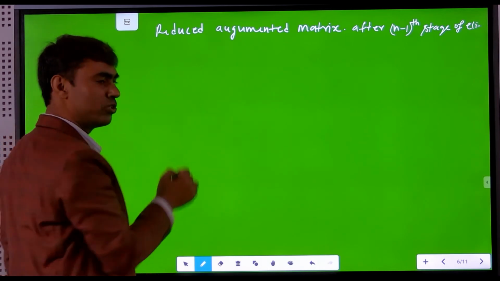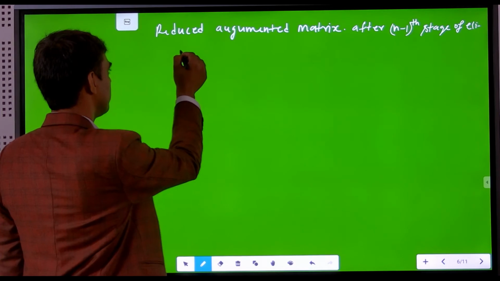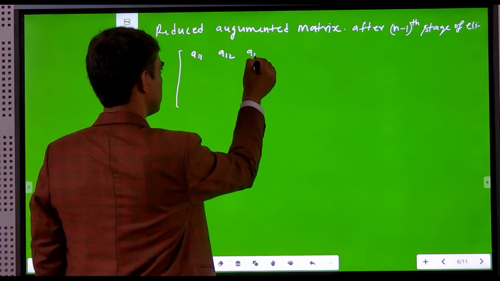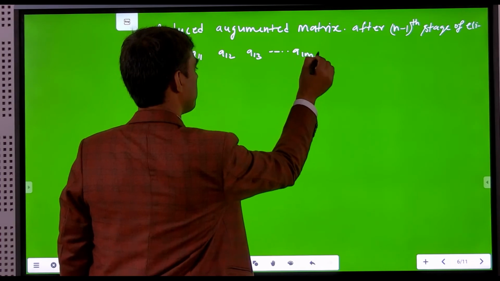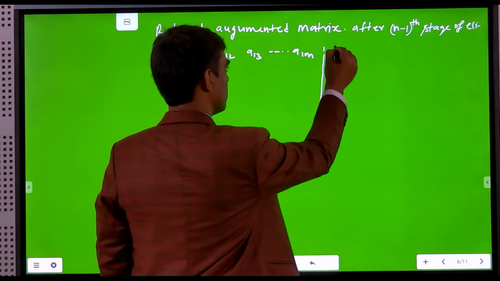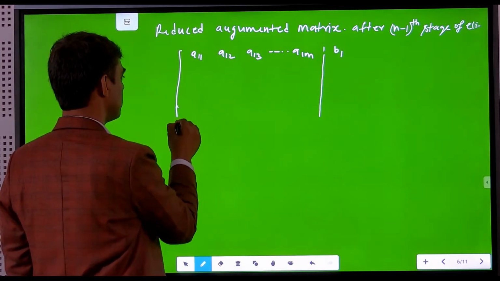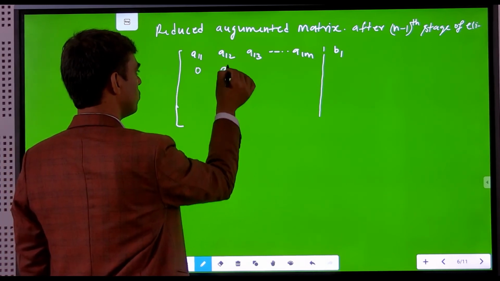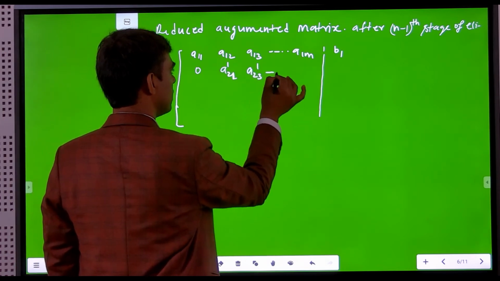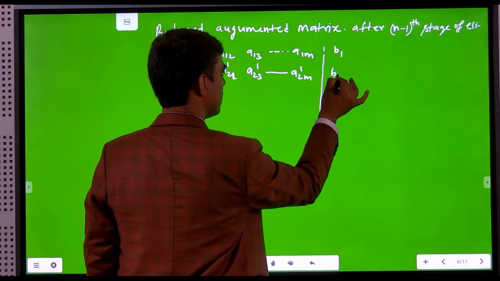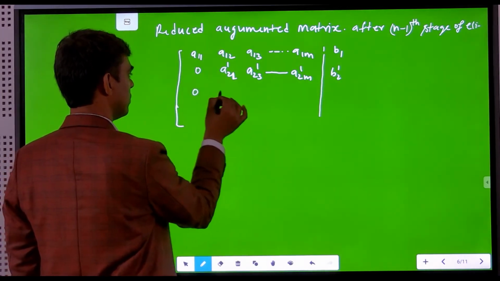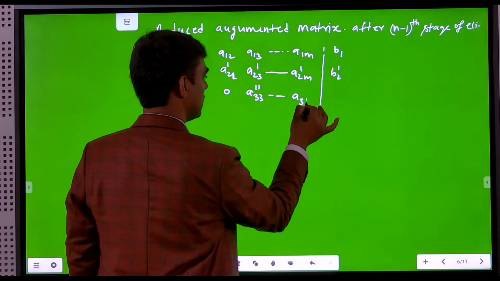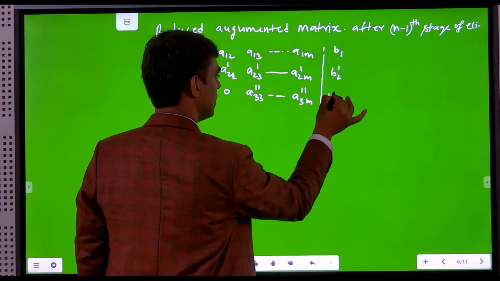Then what is the augmented matrix? The reduced augmented matrix becomes: there is no change in the first row, A11, A12, A13 up to A1m, partition, B1. In the second row, this one is 0 and this one changes 1 time, A22 dash, A23 dash up to A2m dash, and B2 dash changes 1 time. The third row changes 2 times: 0, 0, then A33 double dash up to A3m double dash, B3 double dash.